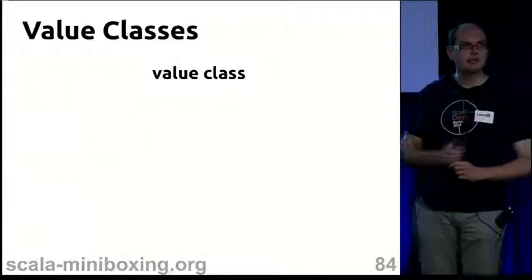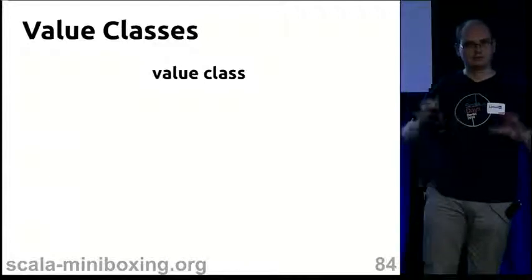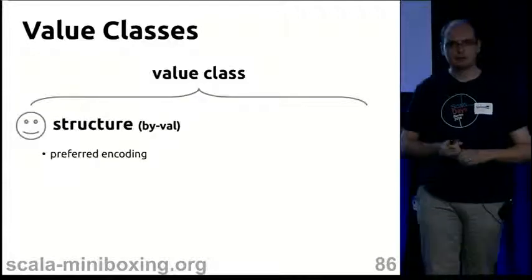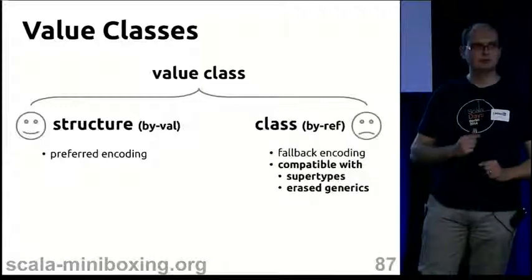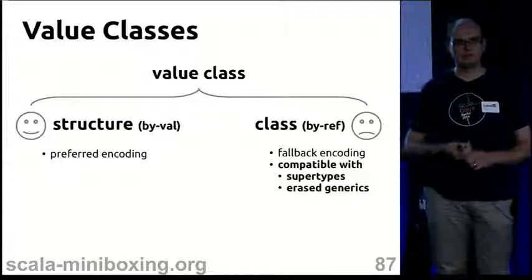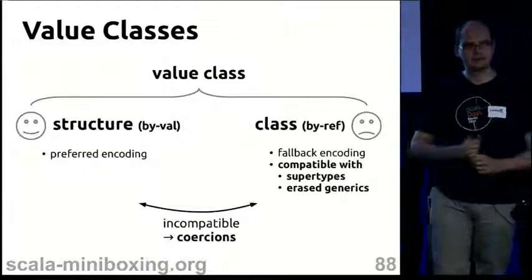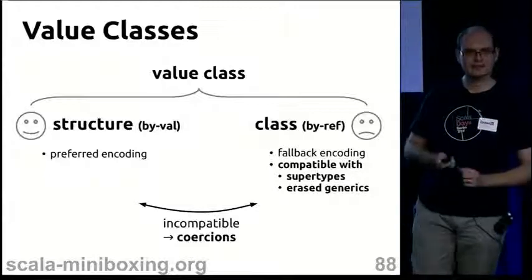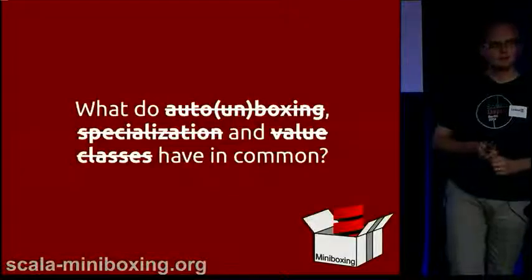So value classes, again, we start from a value class, the high level concept, which we split up into the structure or exploded fields, or into the class, which is passed by reference. And again, we see the same pattern. They're incompatible and they need coercions. So there's certainly some similarity in there, right? At this point, we kind of see it.